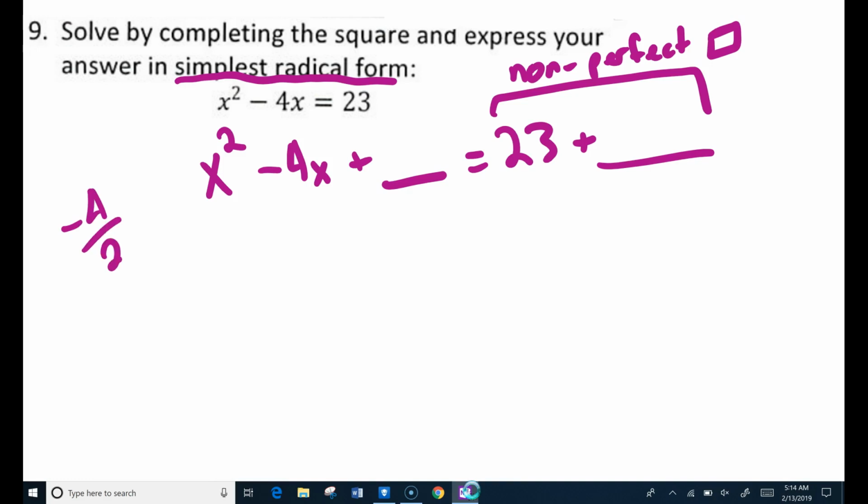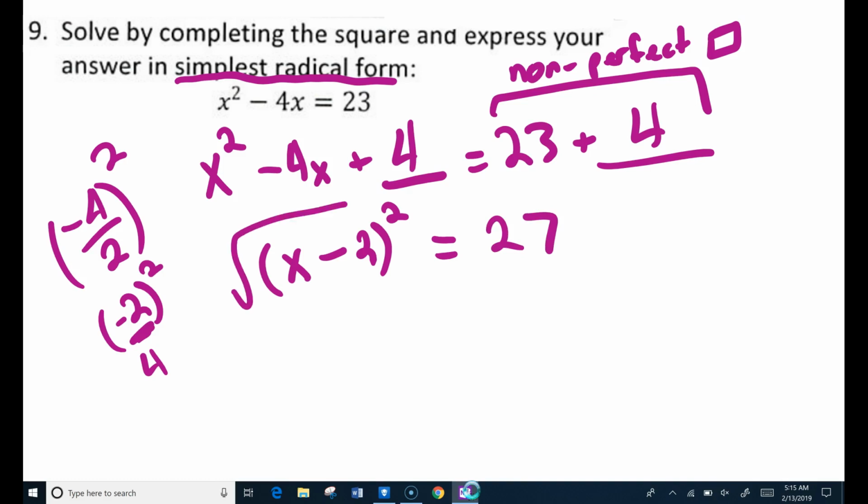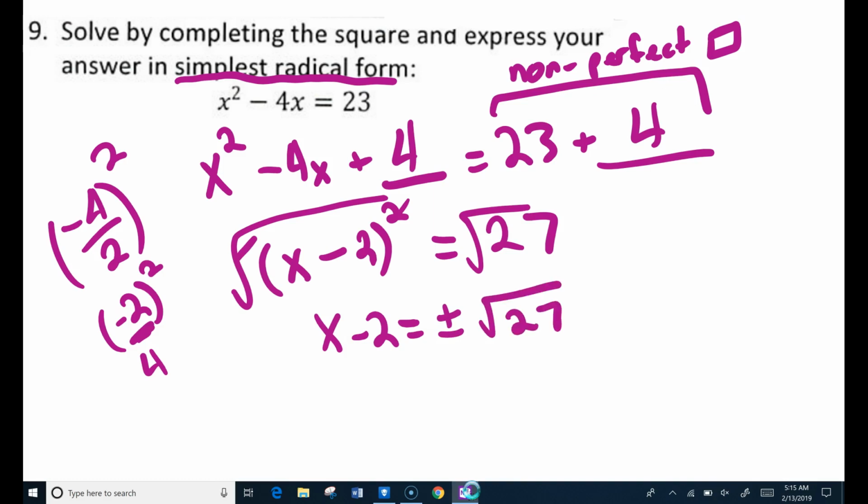So I do the same process as I've done before. Negative 4 divided by 2 is negative 2. Negative 2 squared is positive 4. So I'm going to add 4 here and add 4 here. This left side factors into x minus 2 squared equals 27. To undo the squared, I take a square root, and I'm left with x minus 2 equals plus or minus, don't forget that, you need your two solutions here, radical 27.